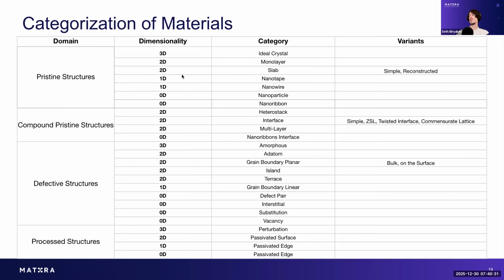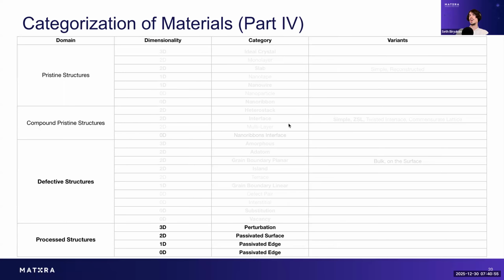After domain, we have dimensionalities from 3D to 0D. And the last, each of them has the category. Some categories have variants depending on how the structure was achieved. For example, for interface, you can have a simple interface with no strain matching, or the one that was created using ZSL algorithm. Today, we'll be focusing on process structures of all of the dimensionalities, so perturbation and two types of passivations.